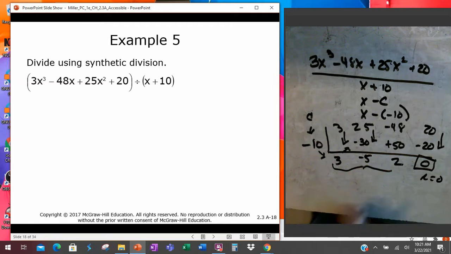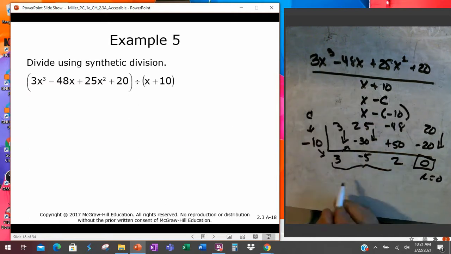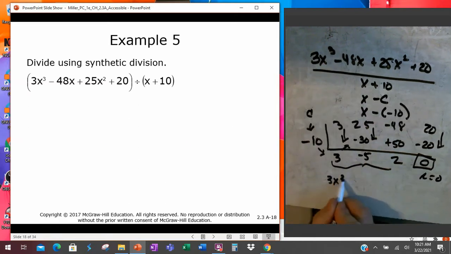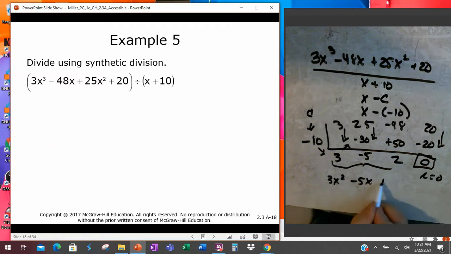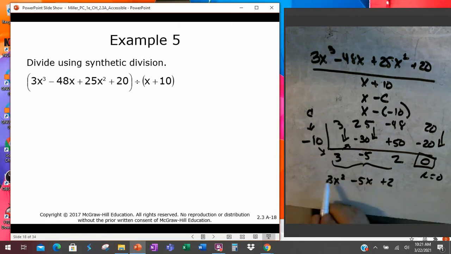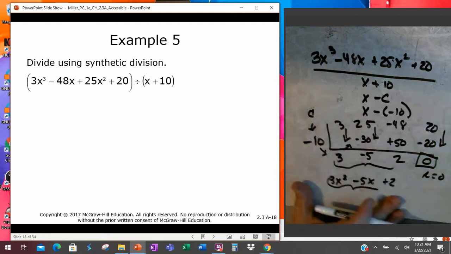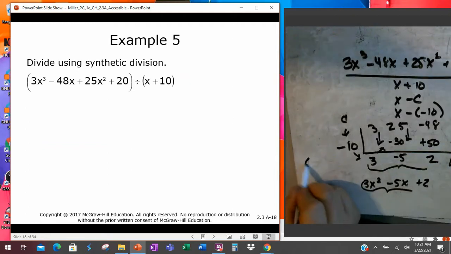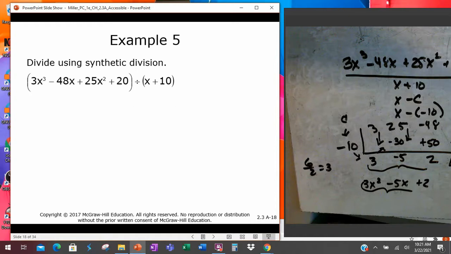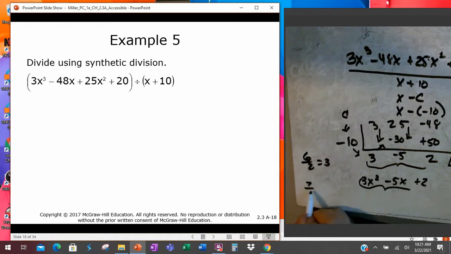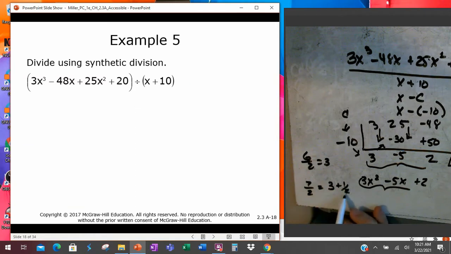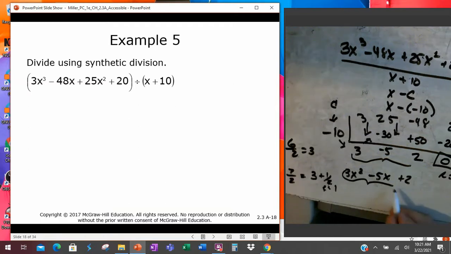Here's my result. Started with a cubed, 3x squared minus 5x plus 2. There's no remainder. This thing divided evenly in there. So this was like the form of this. Okay? If I have a remainder, that's what I get when I have a remainder. Okay? This is what I get. This thing totally divides out to this.